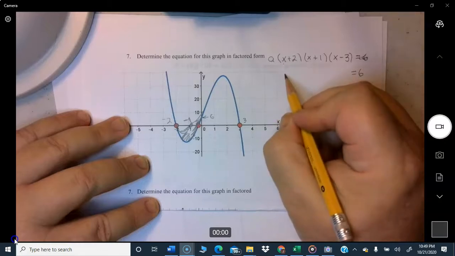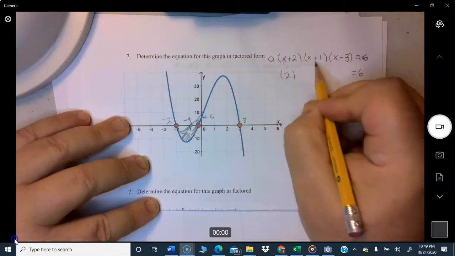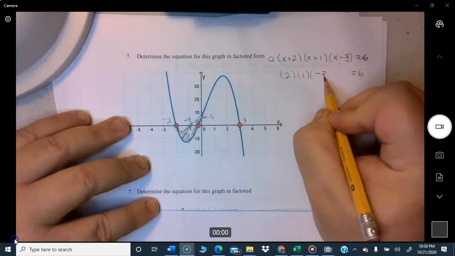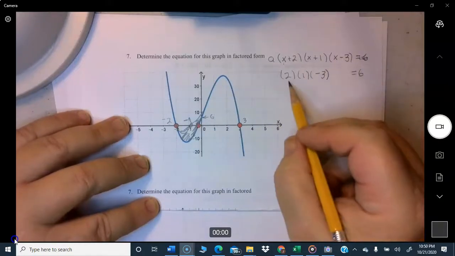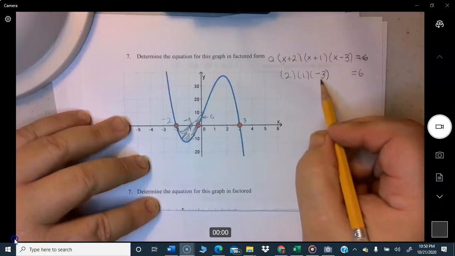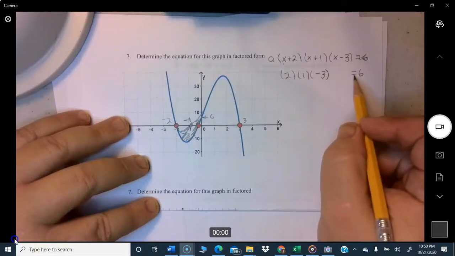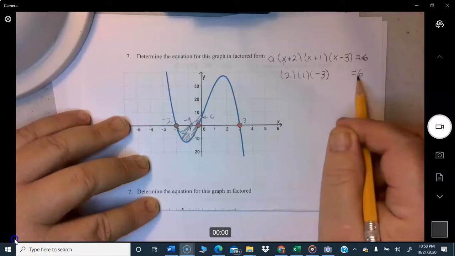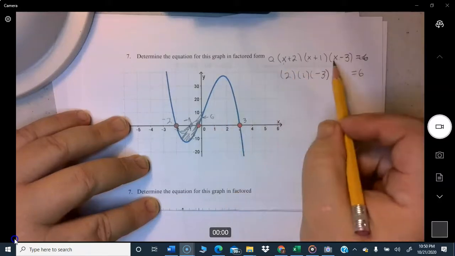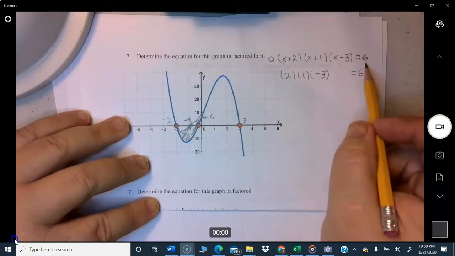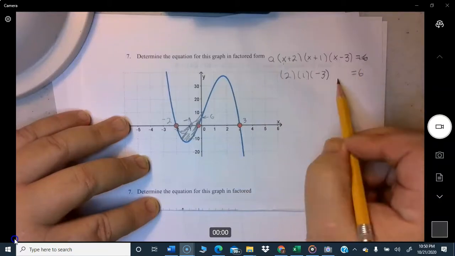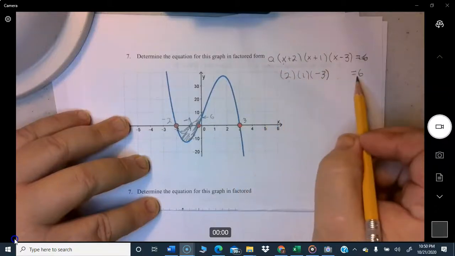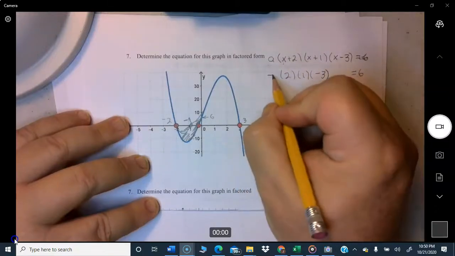So 0 plus 2 is 2. 0 plus 1 is 1. And 0 minus 3 is -3. Okay, so 2 times 1 times -3 equals -6. But we need it to equal 6 because we said that when x equals 0, it's supposed to equal +6. But this equals -6. So what do we have to do? What do we have to make this factor a to make that turn into a +6 from a negative? We have to make it a -1.